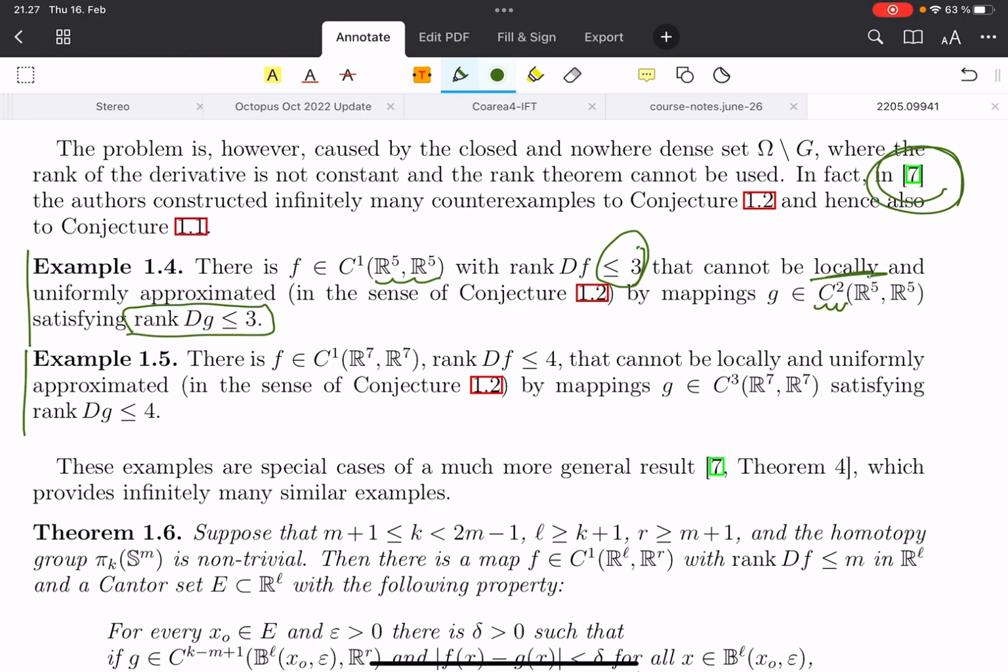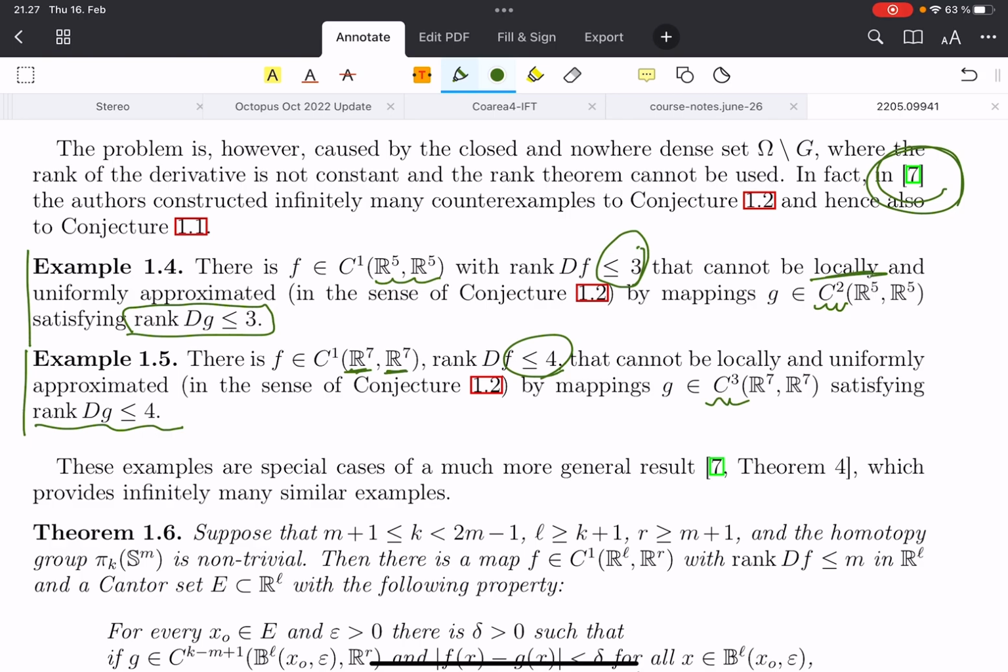So even if we give up on C infinity approximation, you cannot even increase differentiability by one order while still retaining this. And similarly, there is a C1 map R^7 to R^7, rank less than or equal to 4, that cannot be approximated by C3 mappings. So here we go up by 2 with this.